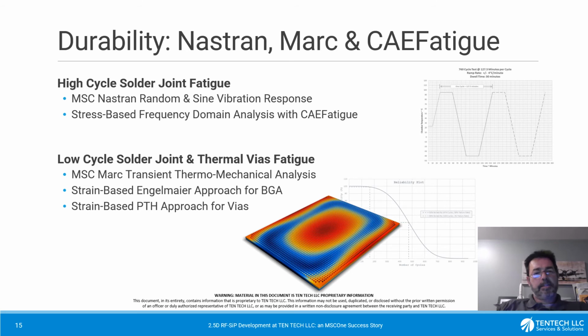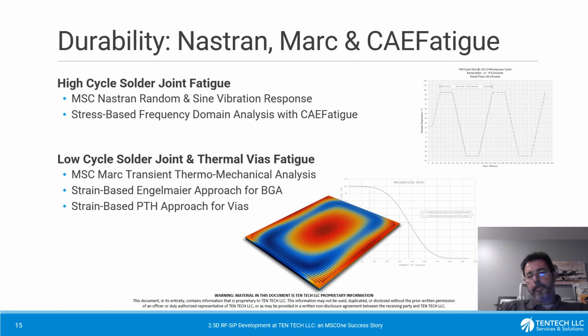So the next thing we look at, and in fact this is probably one of the biggest problems encountered in the electronics world, is solder joint fatigue. There are typically two types: high and low cycle. The high cycle fatigue is vibration, random vibration, sine on random, depending on what kind of vehicle we're looking at. Typically stress-based, frequency domain, CAEFatigue. No problem there.